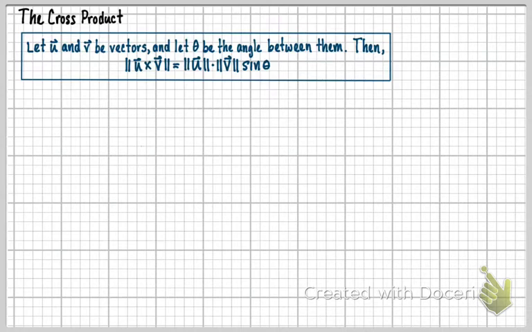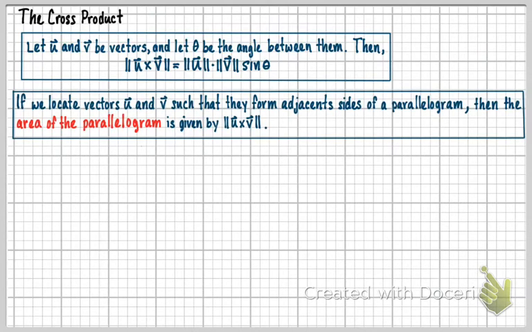What I want to talk about is one of the meanings that we can get from this magnitude of the cross product. We can actually say that it's the area of the parallelogram that's generated by these two vectors. So here's the idea of what we're saying. If we locate vectors u and v such that they form adjacent sides of a parallelogram, then the area of the parallelogram is given by the magnitude of the cross product.